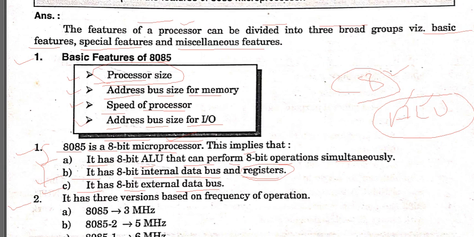Second point will be it has the 3 version based on the frequency of operation. So जो clock speed required रहेगा for the working of 8085, so there are 3 versions available according to this clock speed. So first one is the 3 megahertz clock, second is the 5 megahertz clock, and third one is the 6 megahertz clock. So these are the 3 versions of this microprocessor based on the frequency of operation.